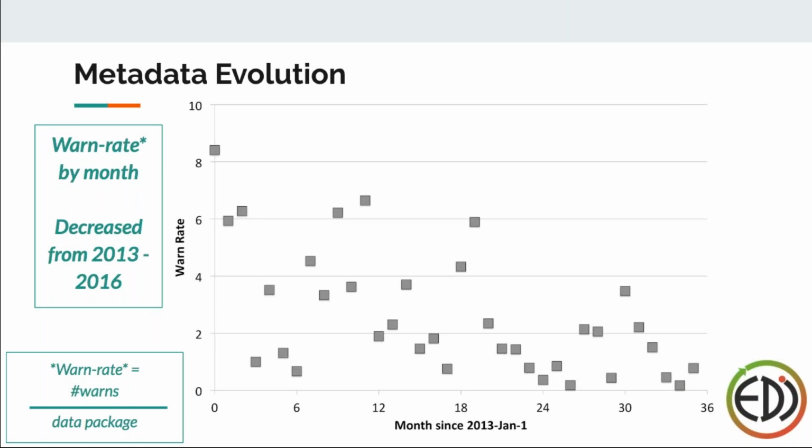And this is one of my favorites. What this is telling us is the same warn rate over time by month for the first 3 years of the POSTA repository, and that it actually is dropping. So people, the first few data sets they put in, they might have had some problems, but they figured out how to deal with them, and the rate has actually dropped.